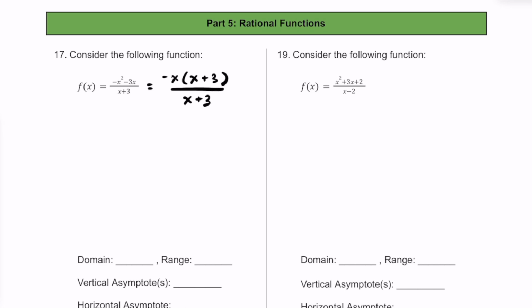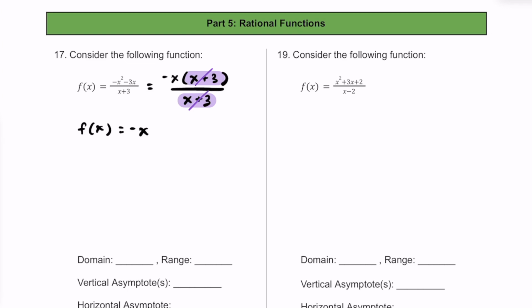So factoring these types of rational expressions can be helpful because you may see some things that you might not see otherwise. In this particular case, notice how we have this x plus 3 binomial as well as this x plus 3 binomial on the bottom as well. Whenever we have these identical factors, we can go ahead and cancel them out. And so we're going to be left with f of x equal to negative x.